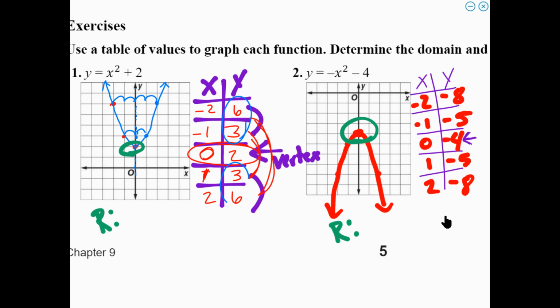So my range, right here, that's my lowest y value. All my other y values go up from that point. So my range is y is greater than or equal to 2. I'm always using the y from the vertex. So that number came from the vertex. My 2 came from my vertex, from that minimum point that's there.